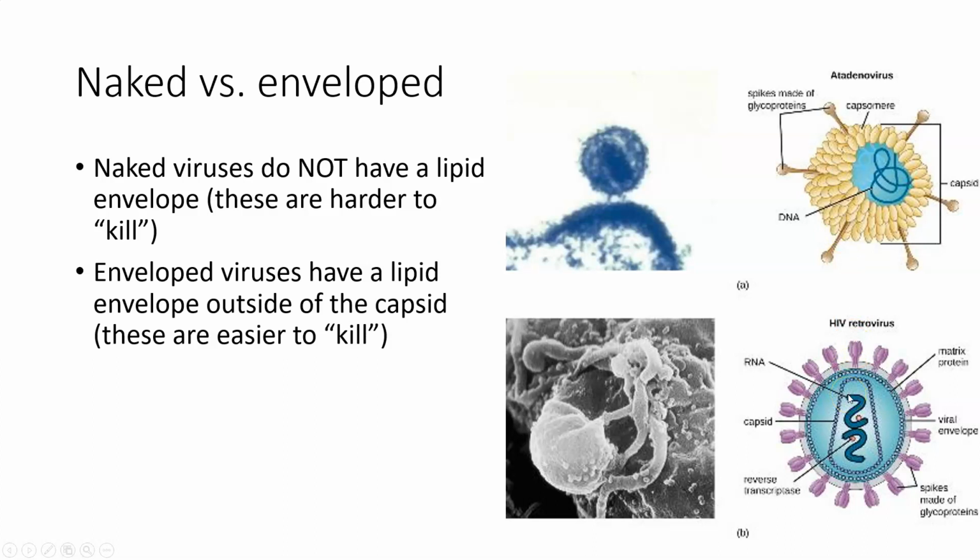HIV, human immunodeficiency virus, though, has the genome, it has the capsid, and then outside of that, it has a lipid envelope. So naked viruses have no envelope. Enveloped viruses do have that. Now, counterintuitively, enveloped viruses are actually easier to kill because lipids are easier to denature than proteins are.